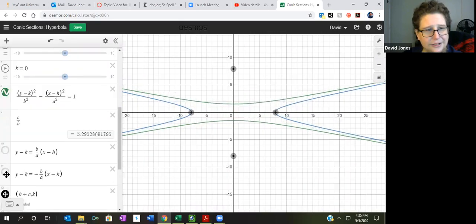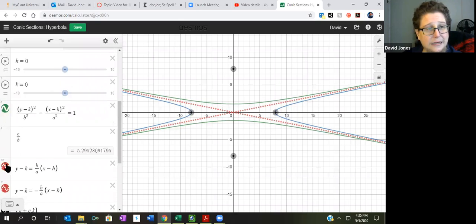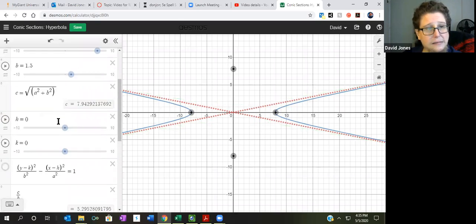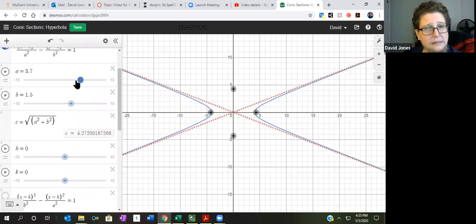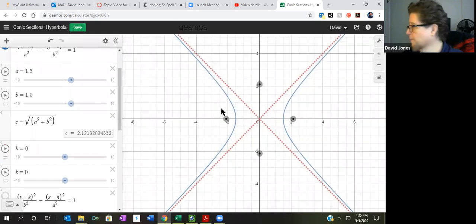It's kind of neat how they're doing this. If you look at them both simultaneously, this is like having double sets of hyperbolas. Okay. Let's take a look at some more examples.